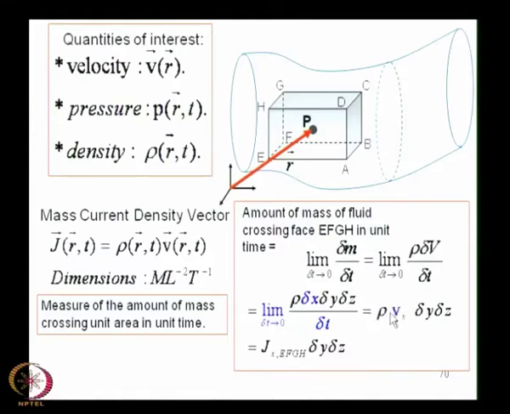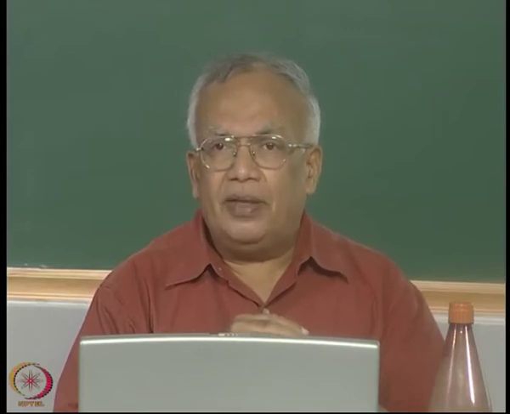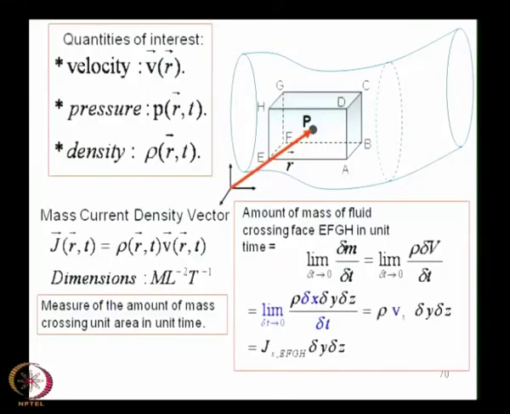So, this is the x component of the current density vector, but where is this to be determined? It must be determined on the face EFGH. It may have a different value at different points in the liquid, which is why I place a suffix x on j, because it is the x component of that. But I also include in the subscript the face EFGH, because it is on this face that I must determine the x component, not anywhere else. So, this is the amount of mass of fluid crossing the face EFGH in unit time.